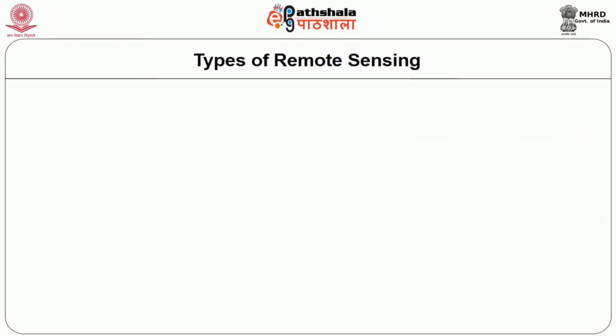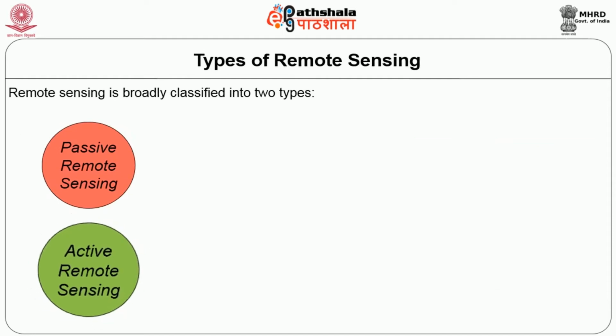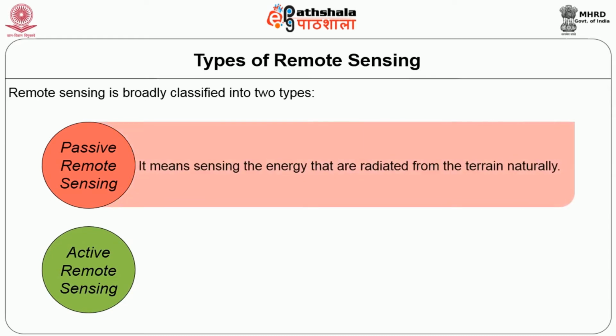Let us see what all the types of remote sensing are. There are two main types of remote sensing. One is passive and the other one is active. Passive remote sensing, like I already said, there are certain objects on the earth which can emit their own radiation naturally. So when these objects emit their radiation naturally and it is captured by the sensor, that sensing is called passive remote sensing.